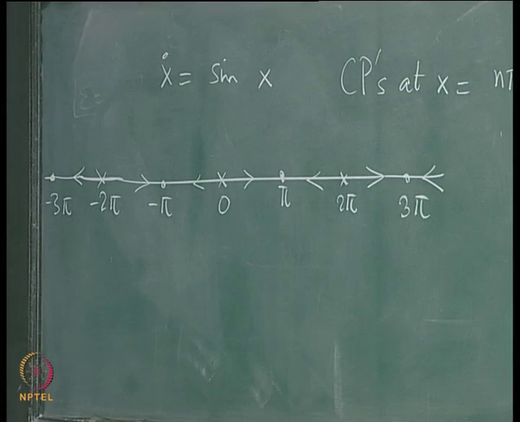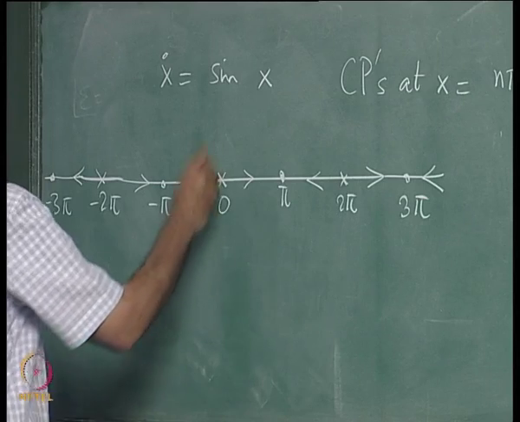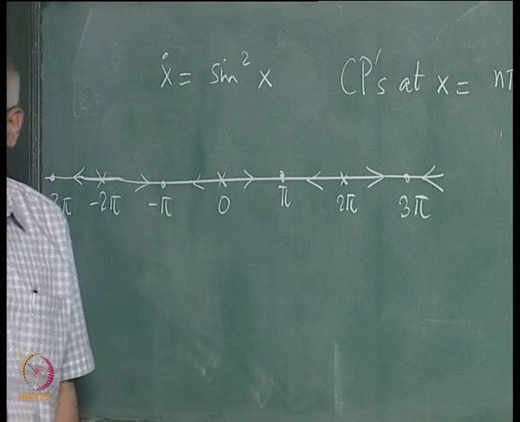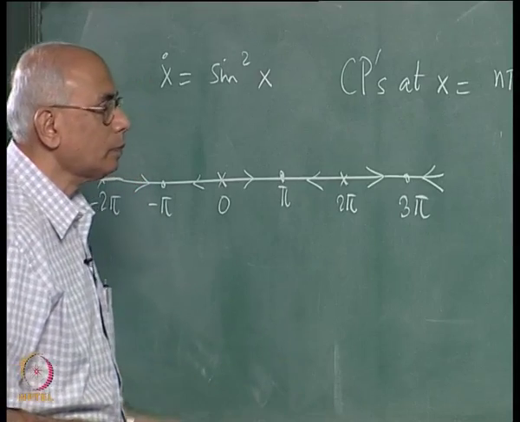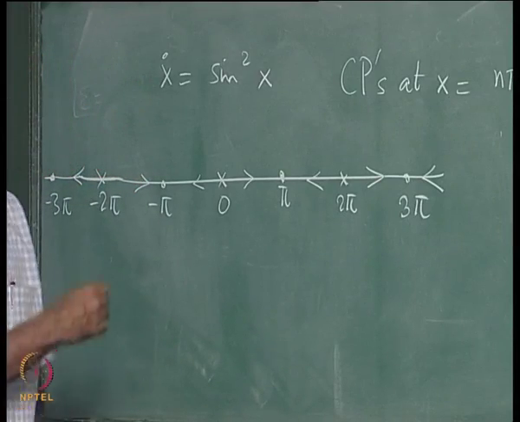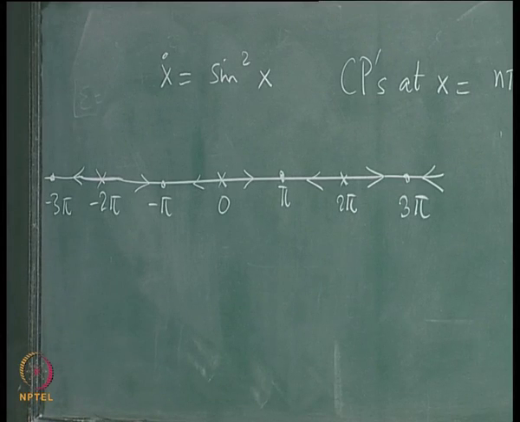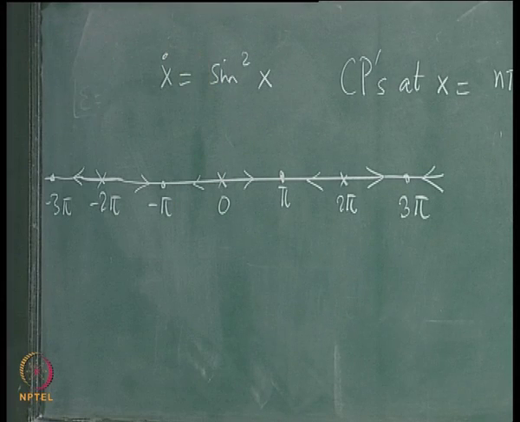As an exercise, I urge you to try next the following: sin squared x. And check out what happens in that example. What kind of critical points would these be? Would they be simple critical points? No, near x equal to 0 this behaves like x squared, so right away it is a degenerate critical point. And therefore the behavior would be very interesting. You check out what happens in this instance.